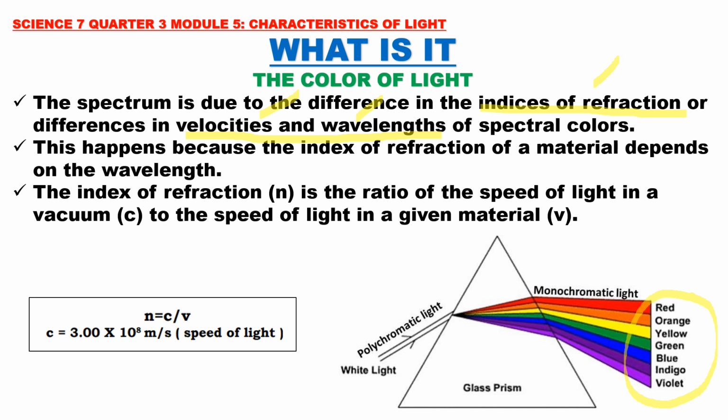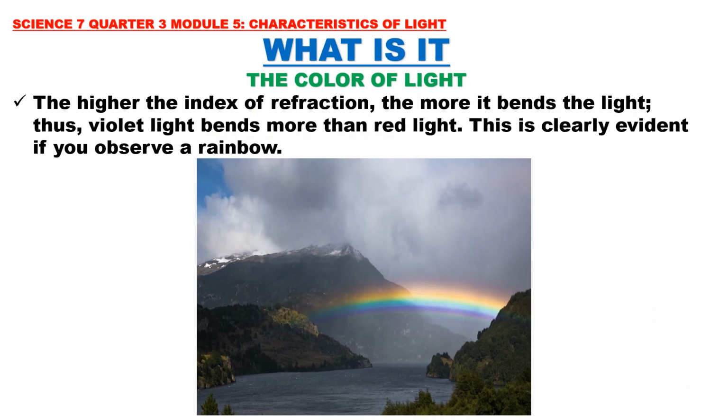So the index of refraction is the ratio of the speed of light in a vacuum to the speed of light in a given material. So n equals c divided by v, where c, the speed of light, is equal to 3 times 10 to the positive 8 meters per second. The higher the index of refraction, the more it bends the light. Thus, violet light bends more than red light. This is clearly evident if you observe a rainbow.